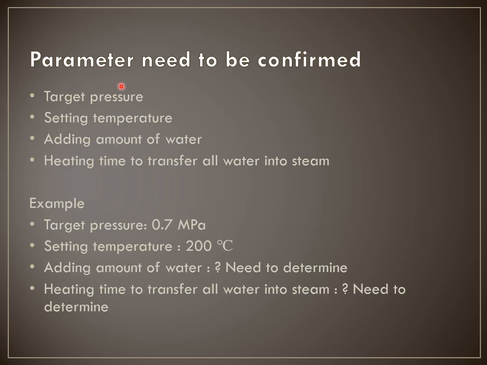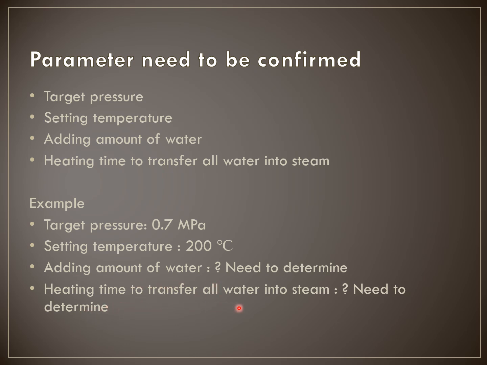To generate suitable steam that fits our requirement, there are several parameters we need to confirm. First is our target pressure, second is the setting temperature, and third is the amount of water to be added and the heating time to transfer all the liquid water into steam. For example, our target pressure is 0.7 megabar and the setting temperature is 200 Celsius degrees, and then we have two parameters that need to be clearly known: the amount of water to add and the heating time to transfer.